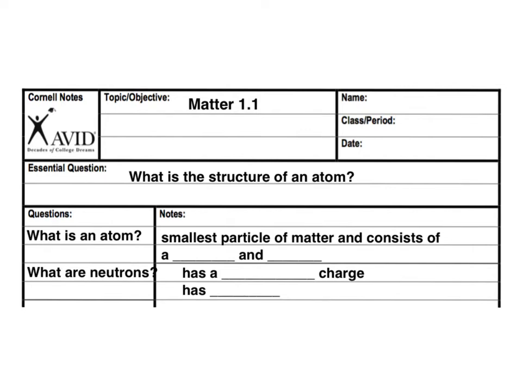Alright, number 1, what is an atom? An atom is the smallest particle of matter and consists of a nucleus and a cloud. Where else have we talked about a nucleus before in science?